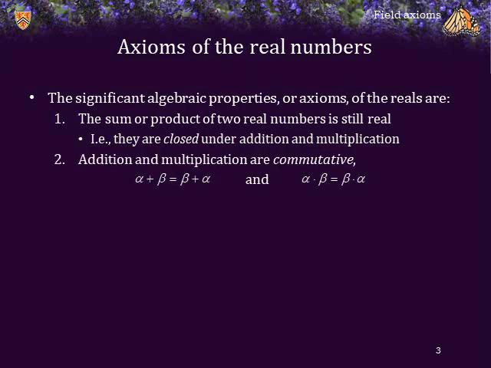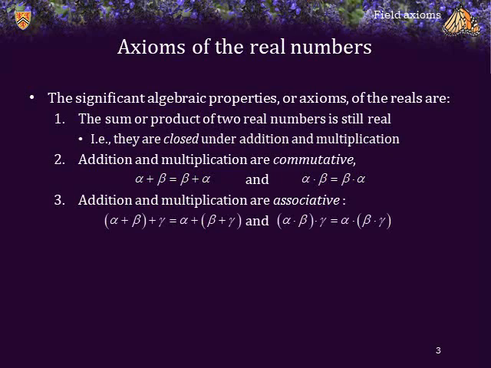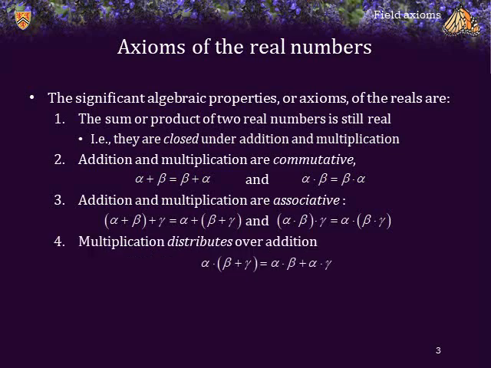Addition and multiplication are commutative. That means that alpha plus beta equals beta plus alpha. It doesn't matter what order you add them in. Addition and multiplication are also associative. So it really doesn't matter if you add alpha plus beta and then add to the result gamma, or add alpha to the sum of beta plus gamma, and the same for multiplication. Finally, multiplication distributes over addition. And again, this is a property you're quite familiar with already.